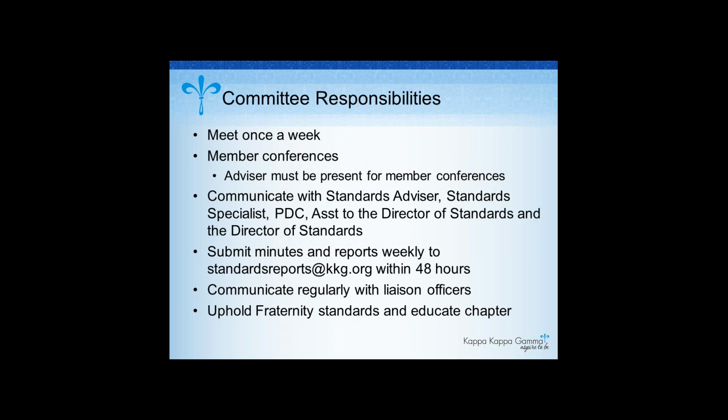And they should also uphold fraternity standards and help educate the chapter. A lot of the time, committee members leave this just to the VPS, and we're really asking that the whole committee make sure that they're upholding our fraternity standards and really help with the education of the chapter. So it's not just falling on the VPS or the president or even the advisor. We really want everybody involved.